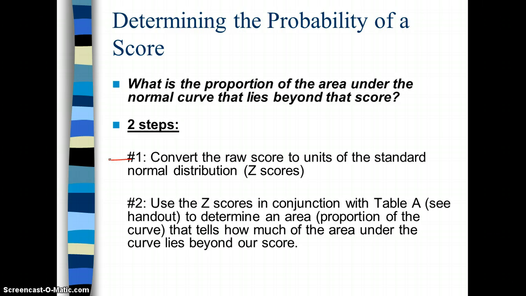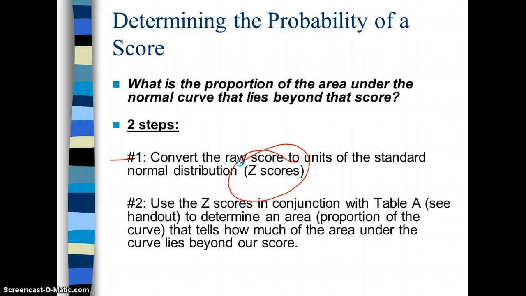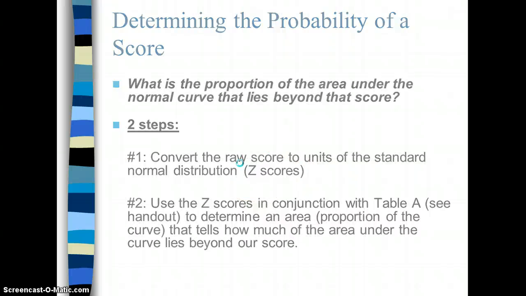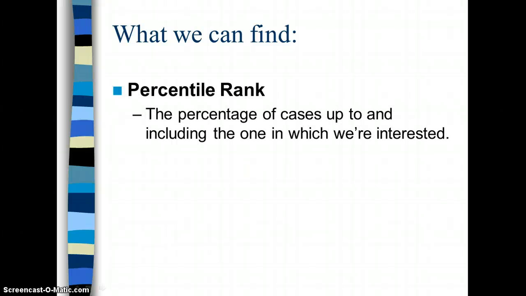Well, one, we convert the raw score to units of the standard normal distribution. Those are z-scores. And then we use the z-scores in conjunction with table A. That's table A, right? And there are other tables that are going to be more detailed to determine an area or a proportion of the curve that tells how much of the area under the curve lies beyond our score. It's a fancy way of saying we can figure out percentile rank.